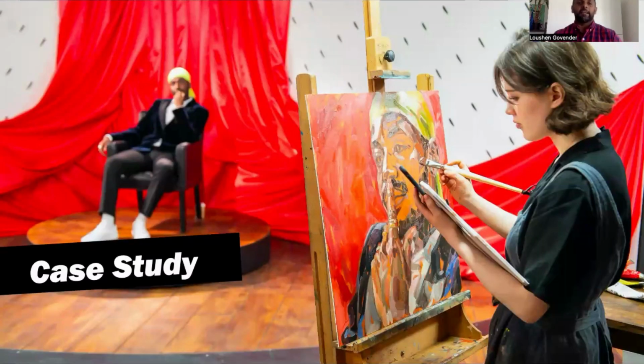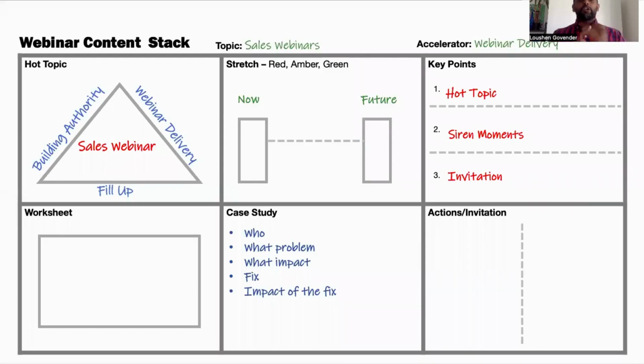Next, the case study. The case study is super important when running a webinar. You want them to put themselves in someone else's shoes for a second. And this is what you're going to be doing. You're going to say, hey, I've got this person, Tim, who had this particular problem. He was this age. You go to a little bit of a high level of their situation, what the problem was, what impact it was having on their lives, and then the fix. What did you do to help them get out of that particular problem?